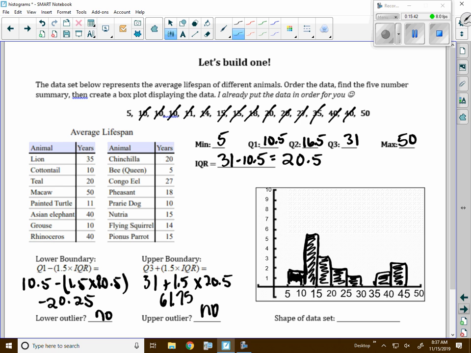All right, 45 to 50. None. We need to add one in here. 50 to 55, because technically 50 should go in this guy right here.